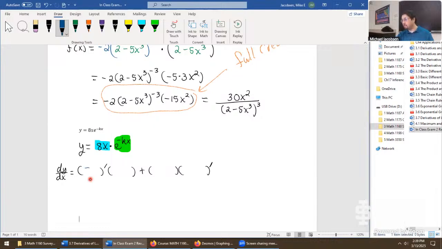8x is the first factor on both terms. e negative kx is the second factor on both terms. And this derivative is not bad. That's just an 8. But right here, this is the whole reason this is a challenging problem. That's actually not a very easy derivative. That's in some sense like the whole problem right there.